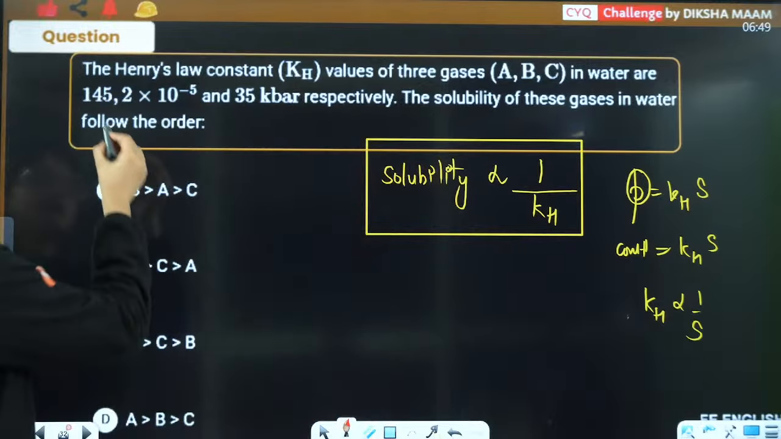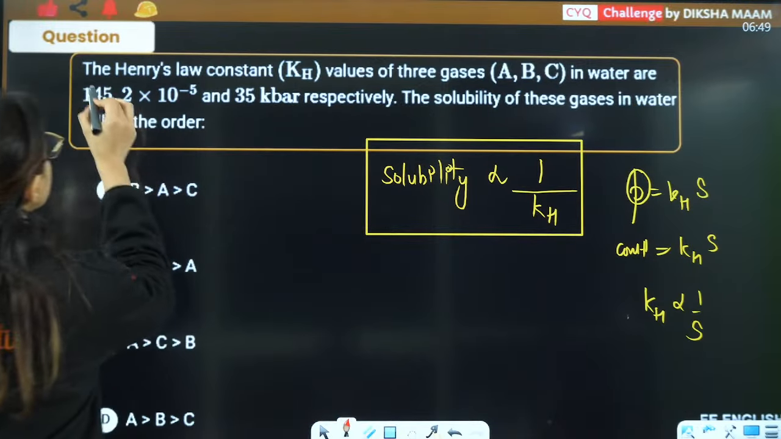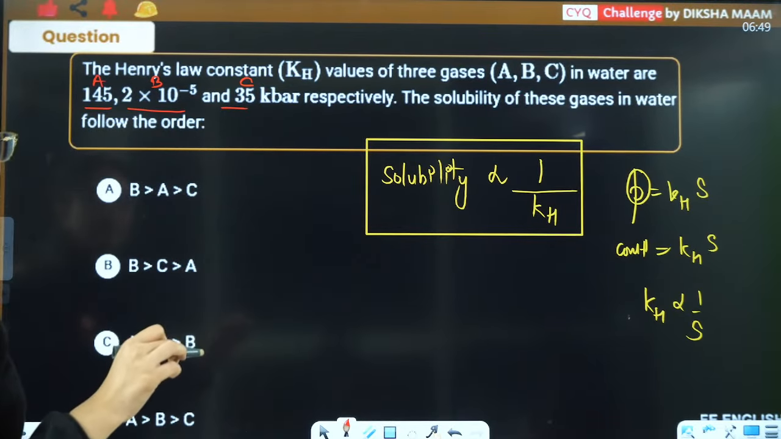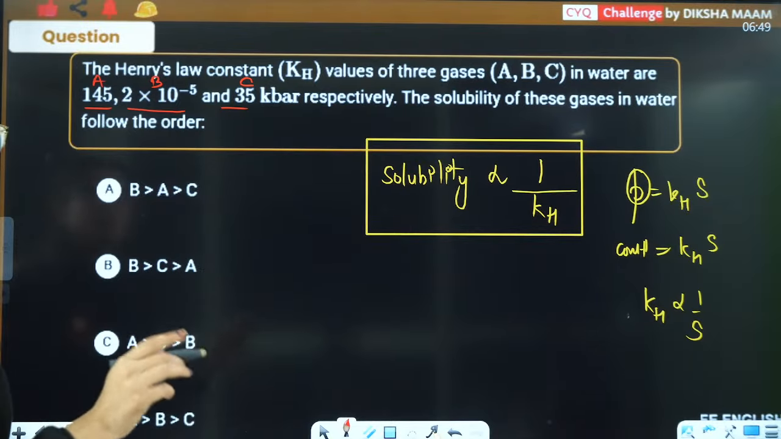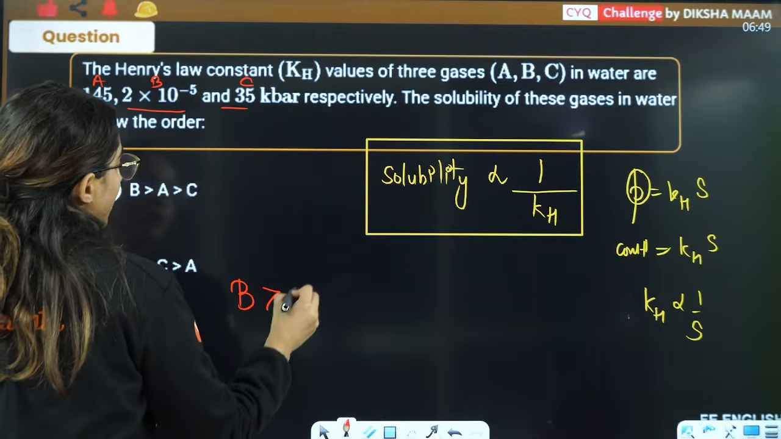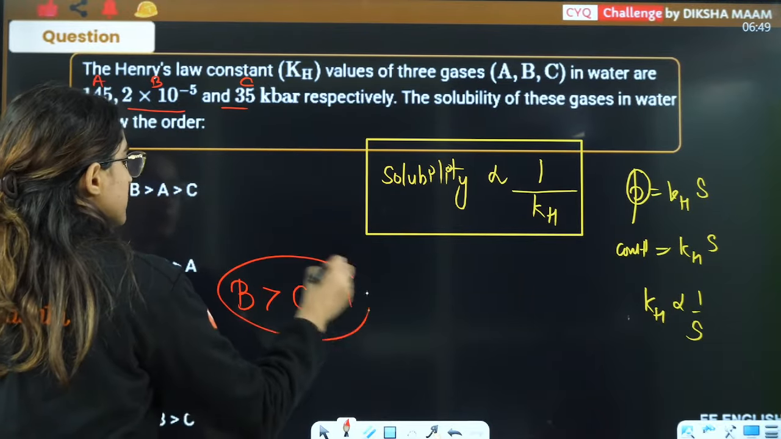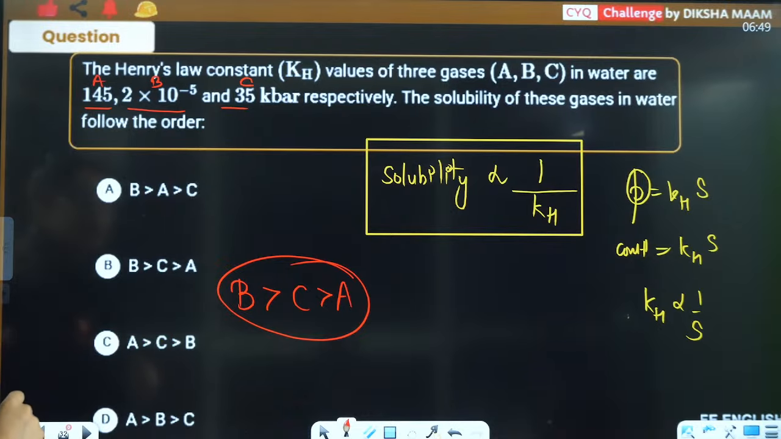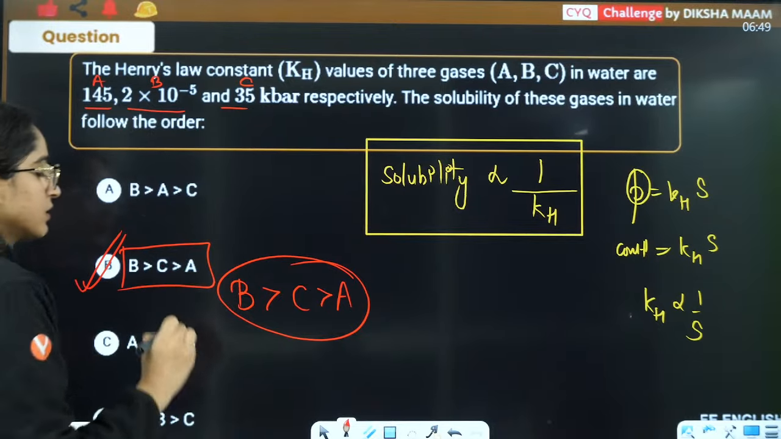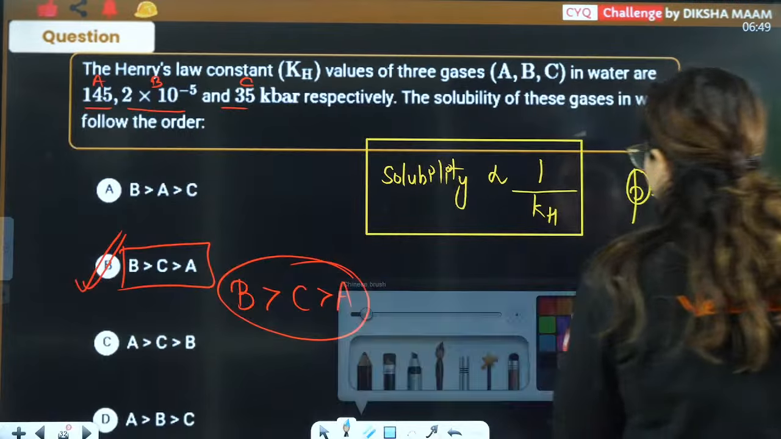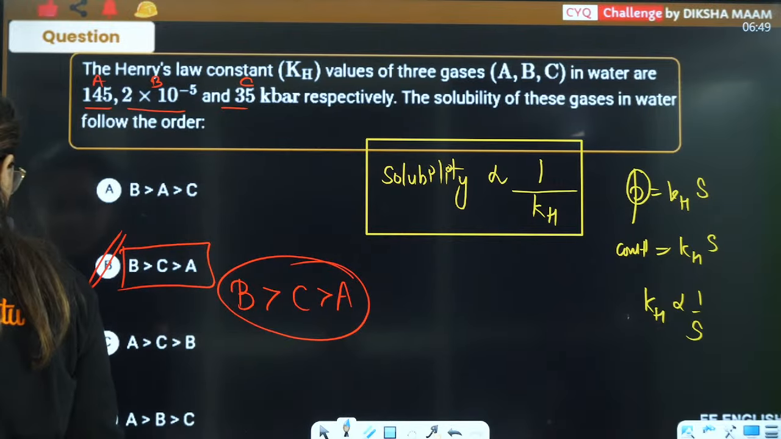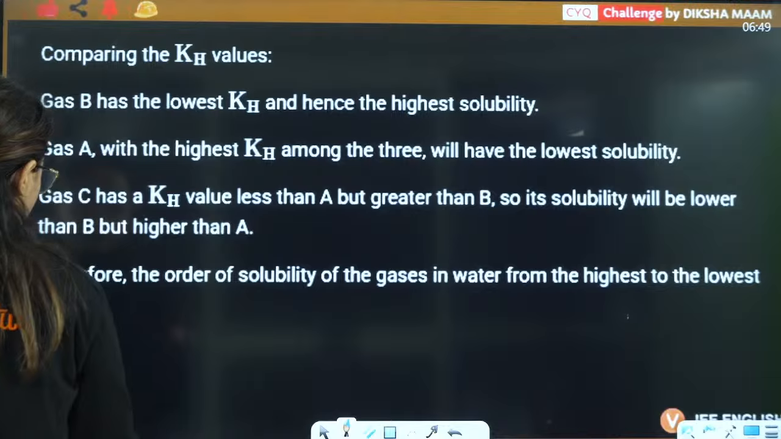So the maximum value is for A, this is A, this is B, and this is C. Maximum value is of A, so it is going to have the minimum solubility. Minimum value is of B, so it is maximum, then you will have C, then you will have A. This is the order of solubility, right? B, C, A, that is B is the correct answer here. Right, everybody? Understood?